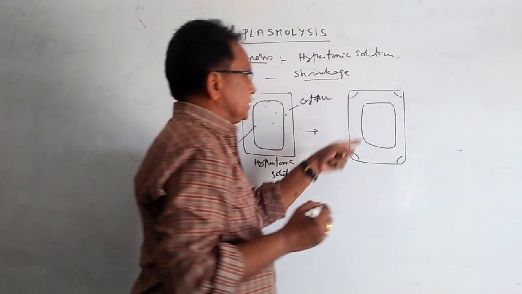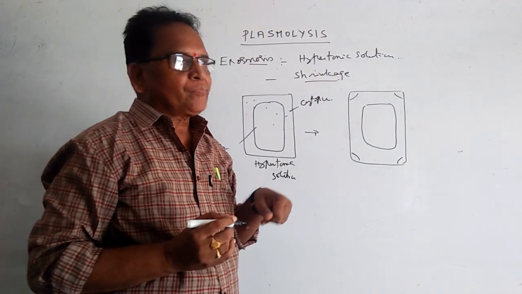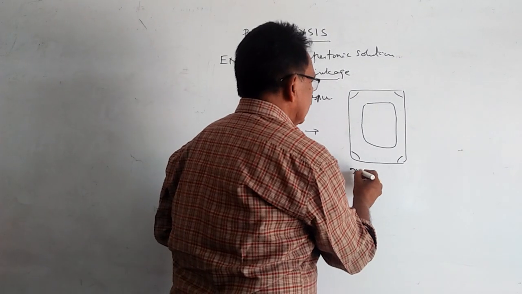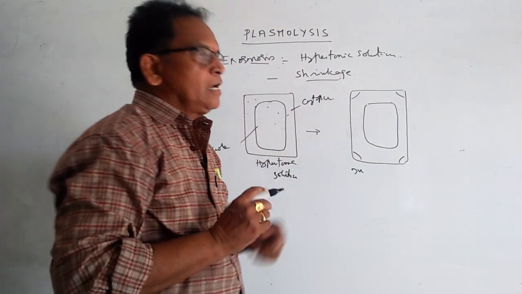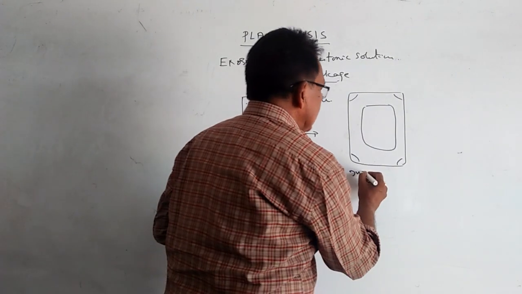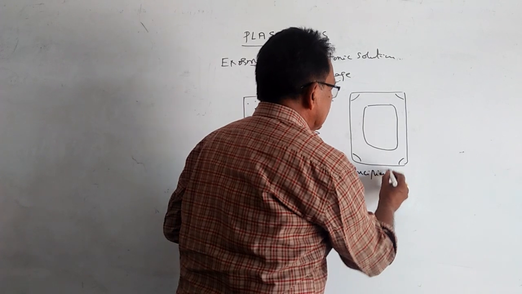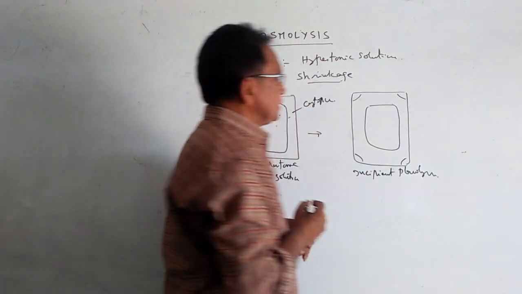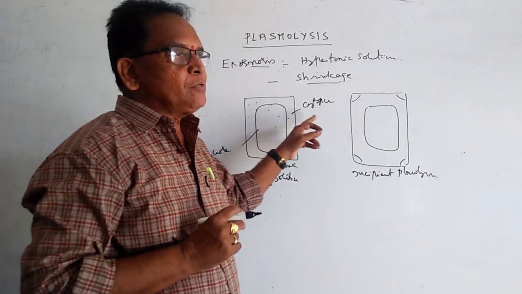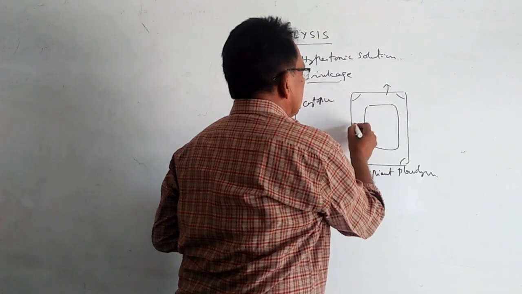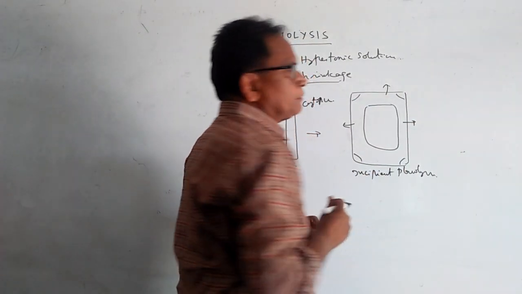So these corners become vacant, and this is the starting point for plasmolysis, known as incipient plasmolysis. Here, water from the cytoplasm will come out first.